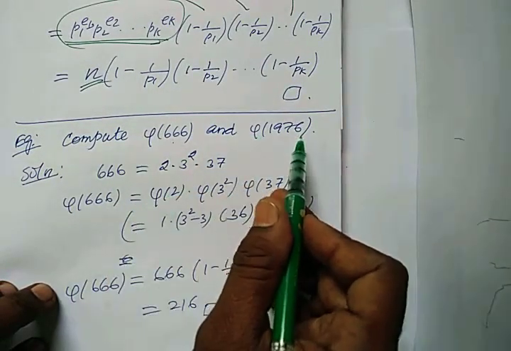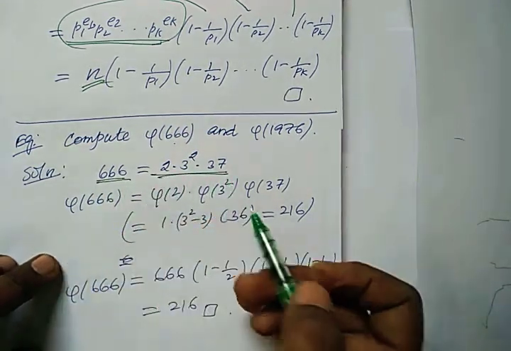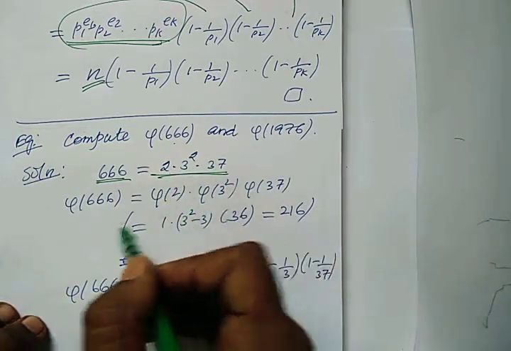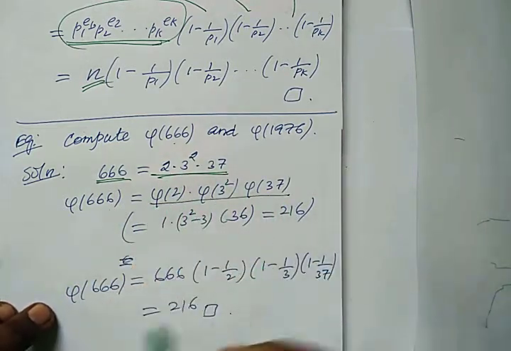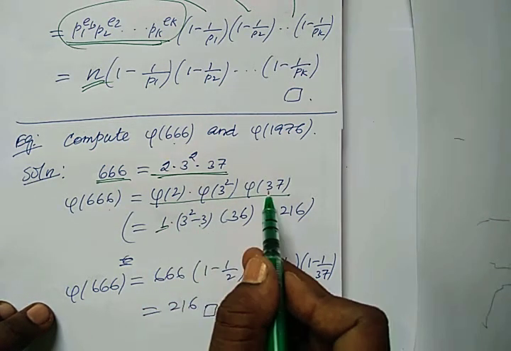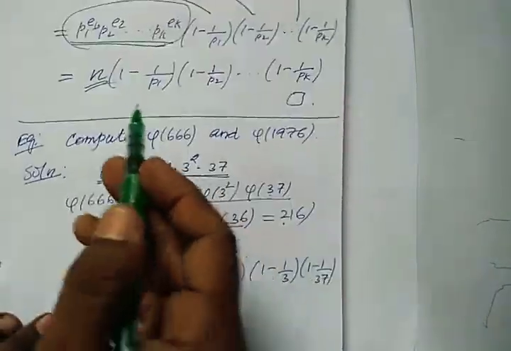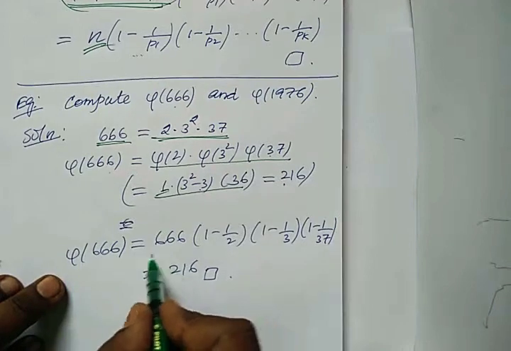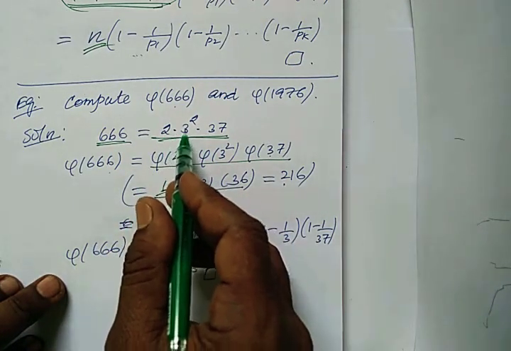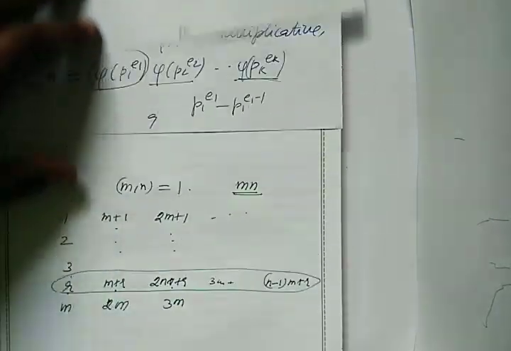Compute this one and this one. This number can be written like this. So these are all relatively prime to each other. So phi of this one can be written as: phi of 2 is 2, this is 3 square minus 3, this is 36. So the product is the answer. Or otherwise, it is equal to n into 1 minus 1 by 2 into 1 minus 1 by 3 into 1 minus 1 by 37. That is also the same answer.